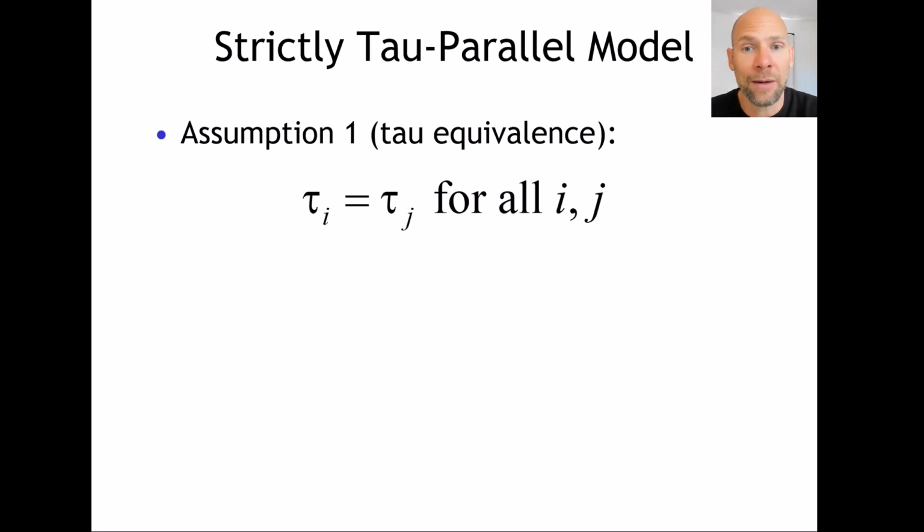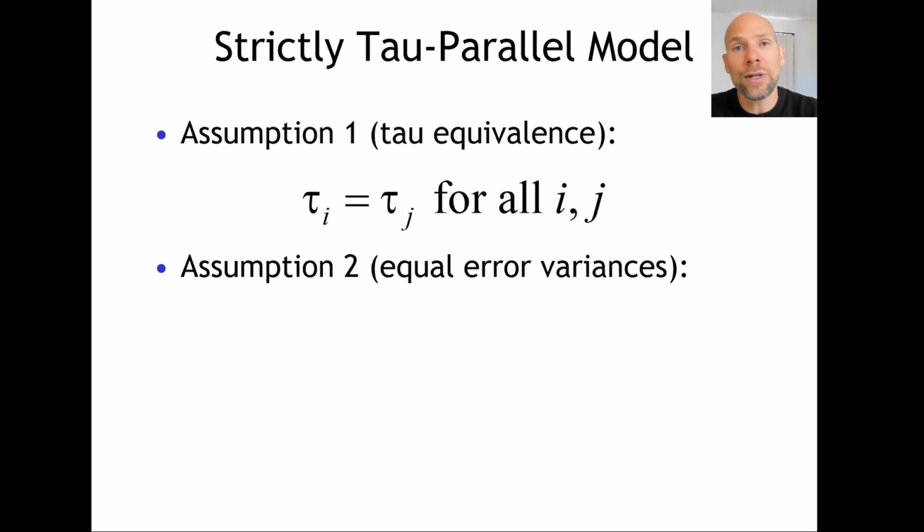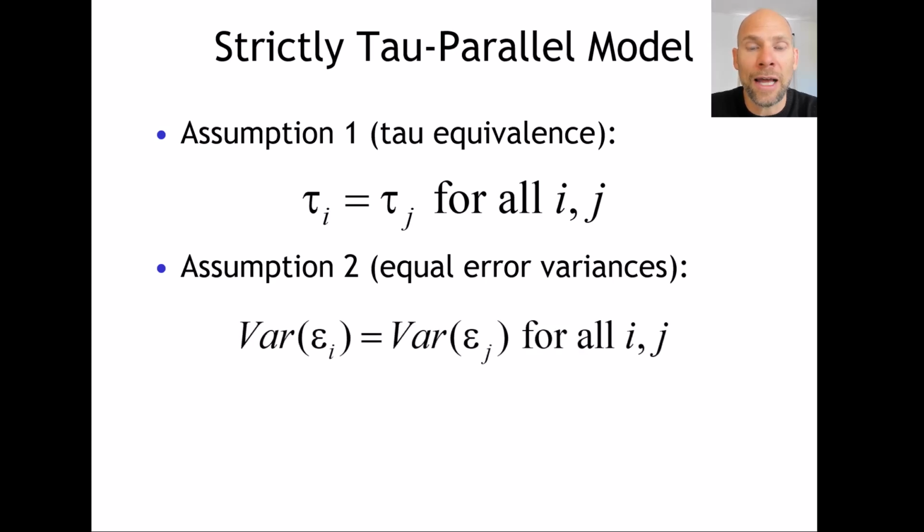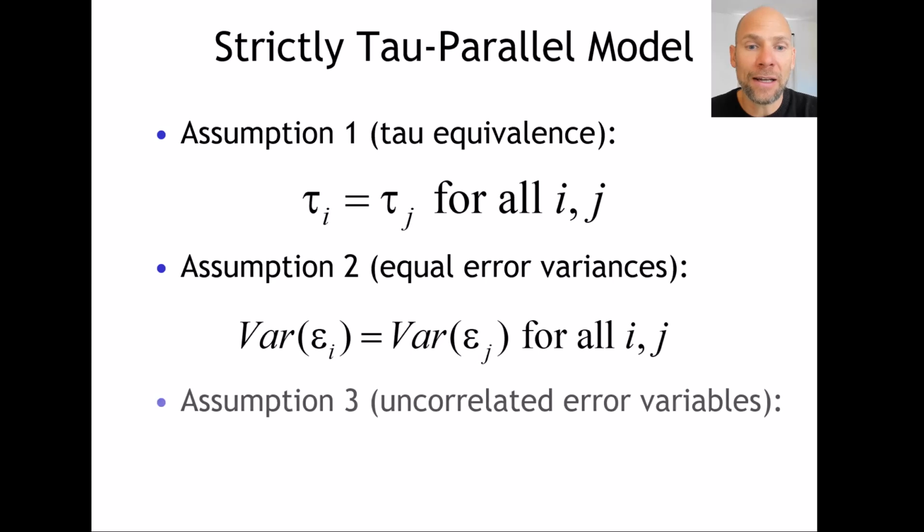So that's already helpful. And then assumption 2 is the assumption of equal error variances in the strictly tau-parallel model, which means that all epsilon variables have equal variances, meaning the same amount of measurement error variance is attached to the different Yi and Yj variables. And then finally, the third assumption is that the error variables are uncorrelated for different tests.